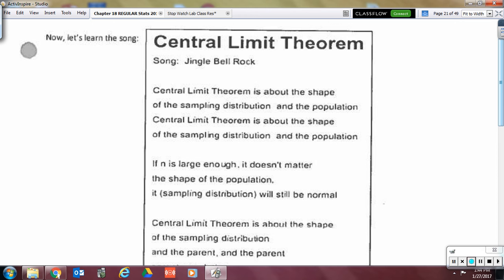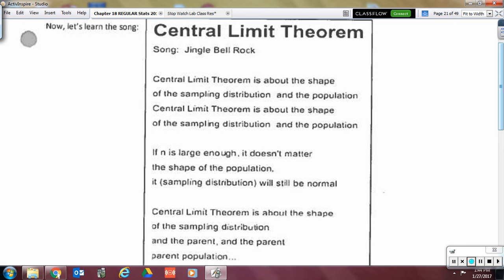So we've got this song called Central Limit Theorem, because this is the name of the theorem, the statistical idea that is telling us about the shape that you guys were just looking at. So let's read what this says.